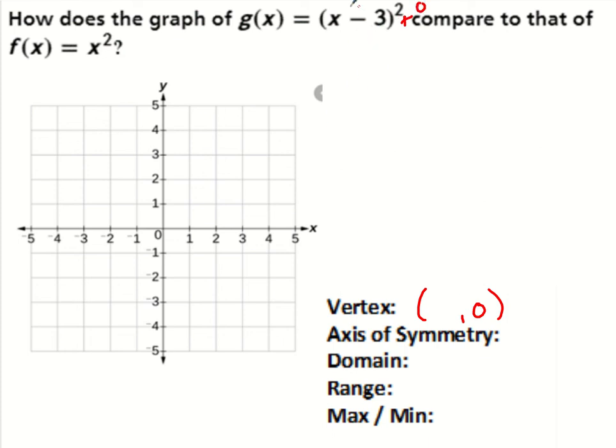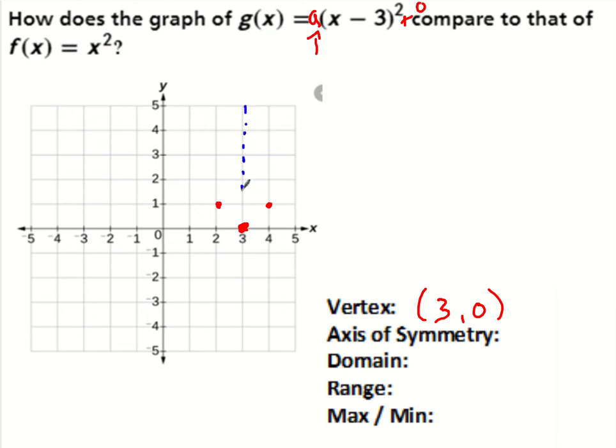But now there's a horizontal shift. Because this is -3 and we take the opposite, the vertex is at +3, 0. So here's my vertex. Again, there's no number in front here. This is where the A would be. There's nothing there, so that means it's just a 1. So my first point is up 1/1 on both sides.